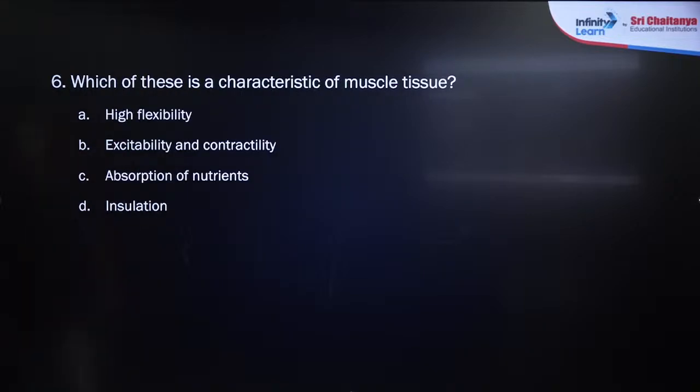Now the next question. Which of these is a characteristic of muscle tissues? A, high flexibility, B, excitability and contractility, C, absorption of nutrients, or D, insulation. Tanya is giving A as the answer. Anushka's answer is also A. Okay. What about others? Can I get some more responses?